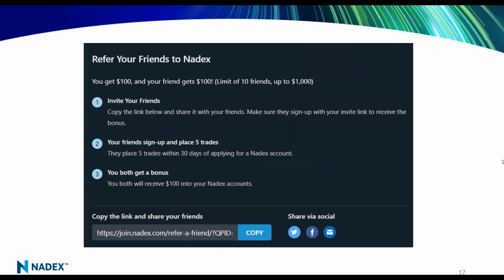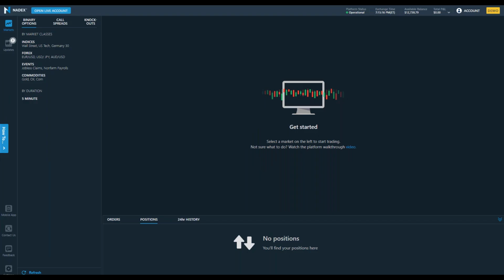All right, let's move over now to the platform. I am now going to share. Let me switch my application real quickly. Okay, I want to make certain that we are all looking at the Nadex platform. So this is where we can have a little bit of fun. There are quite a few things that I would like to cover.